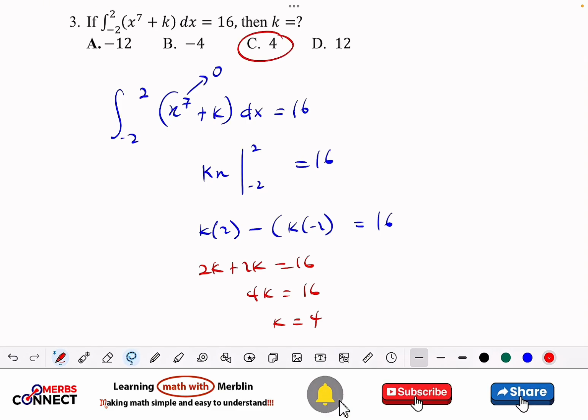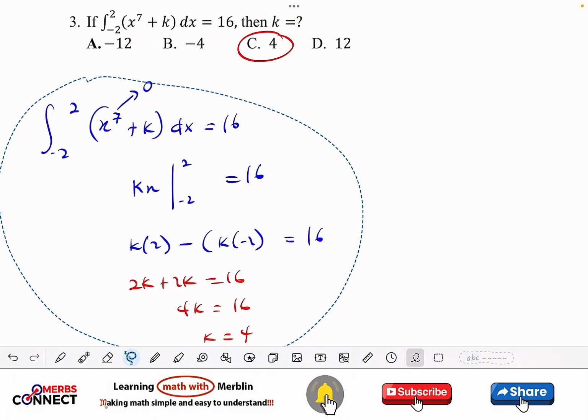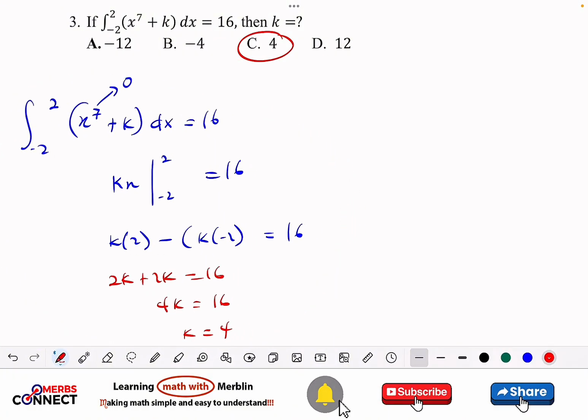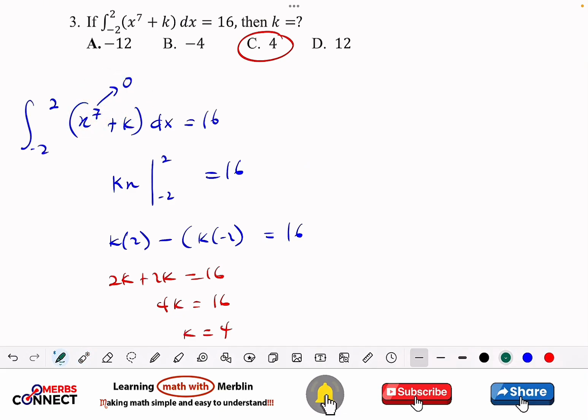Okay, so let me now go through the whole process for you to see. So that is basically what you just need to do. When you know how to do the integration, when you are doing these objective questions, you save time, right? Now, let me go through, assuming that I don't know that this one is equal to 0, and let's do this. When I integrate x to the power 7, I'm going to have x to the power 8 divided by 8 plus, when I integrate k, I'm going to have kx from -2 to 2 is equal to 16.